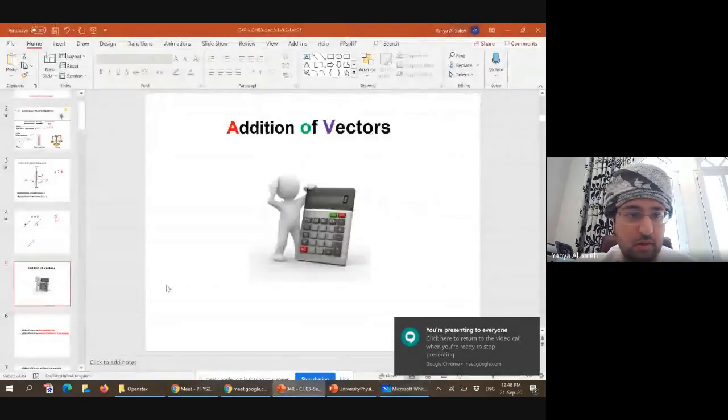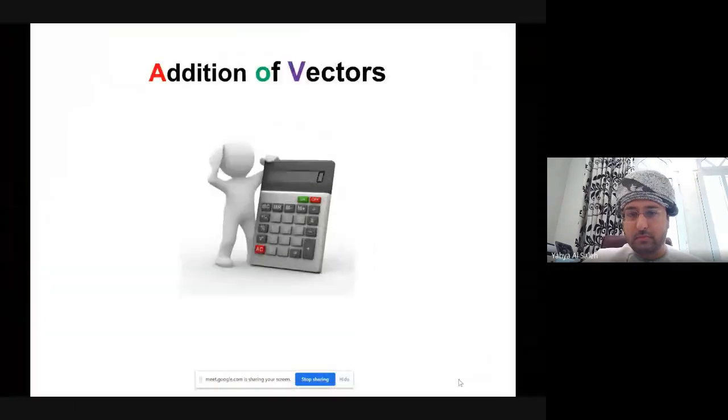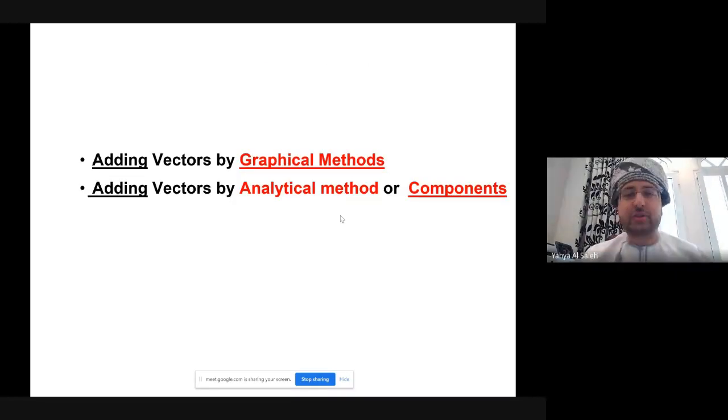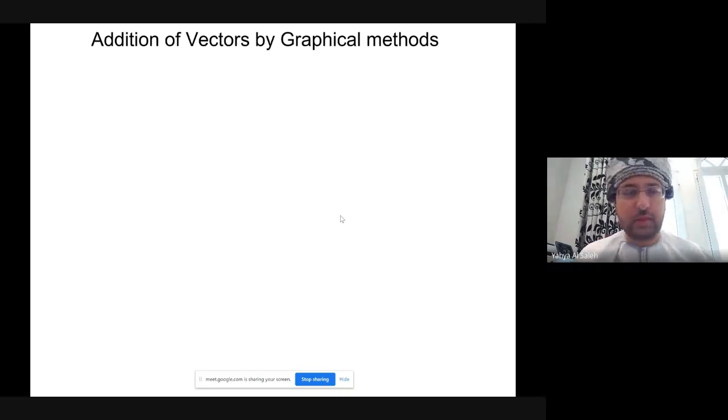Okay. Let's do some examples and see how it works out. Addition of vectors. Let's do some examples. We have two ways to add vectors, either using graphical methods or using analytical methods, or what we call components. And we're going to do both of them. Let's first do using graphical methods. Okay. Now, most students seem to say this is easy. For me personally, I never found it easy, but it's entirely up to you.